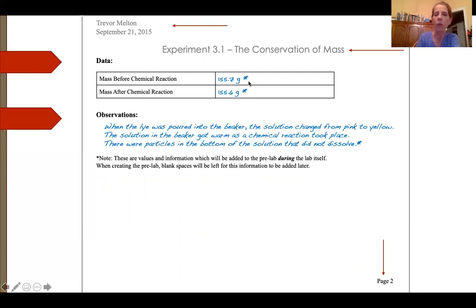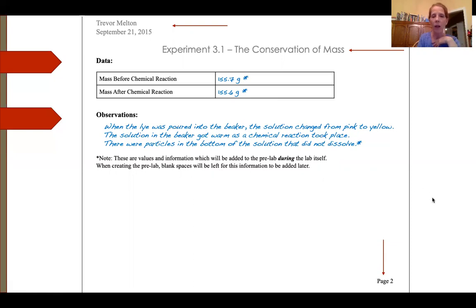One to be 155.7 grams, another to be 155.6 grams, right? That's information that would have been recorded and then written into the table during the experiment. Some observations: when the lye was poured into the beaker, the solution changed from pink to yellow. The solution in the beaker got warm as the chemical reaction took place, and there were particles in the bottom of the solution that did not dissolve. Okay, again, this is all information written during the lab itself. When you're creating the pre-lab, you would just leave blank spaces for those things, okay?